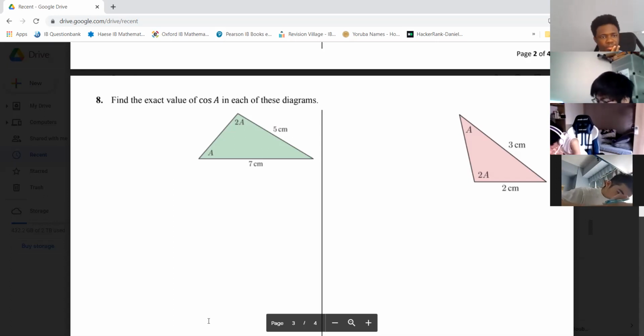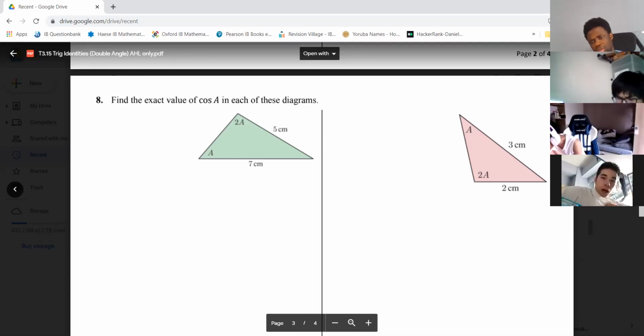Any luck? Yeah, I'm not sure where to start. For number 8? Yeah. What do you mean? Alex, where did you start? Sine rule. Yanko, what did you use? Sine rule. Alex, what did you use? Cosine rule. Why are you using cosine rule, Alex?